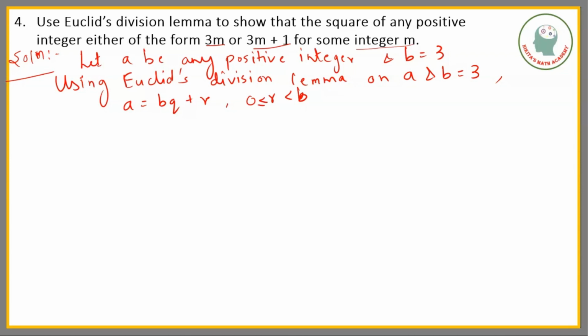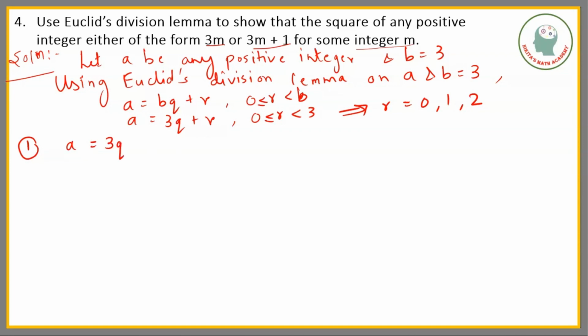Now students, we have the value of b as 3, so this becomes a equals 3q plus r, where the value of r is greater than or equal to 0 and less than 3. This implies that the value of r is 0, 1 or 2. Now we have to use all these cases. Case number 1, r equals 0. In that case, we get a equals 3q.